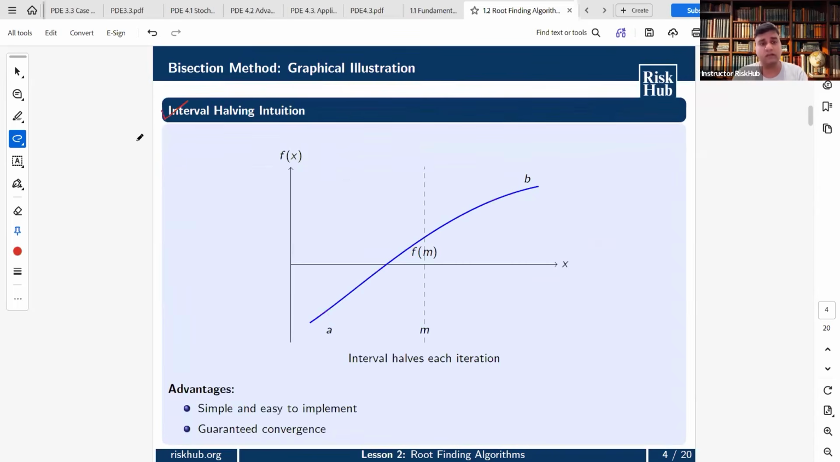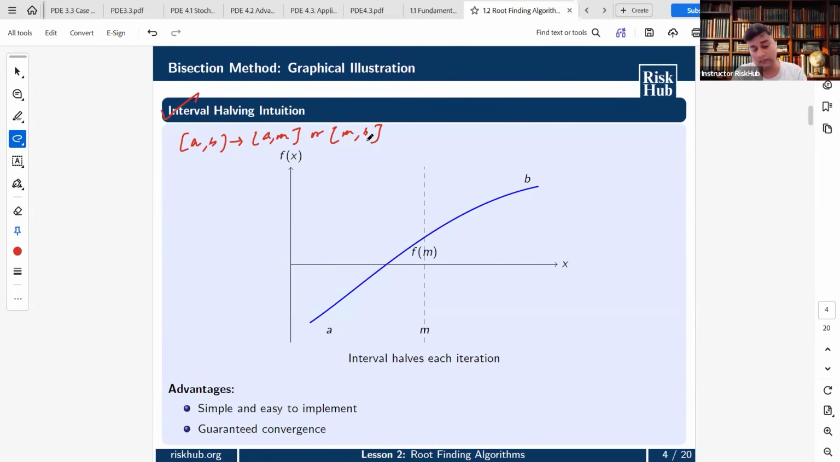Then we get into interval halving intuition. Basically, the diagram shows the curve crossing the x-axis. The root is where f(x) is equal to 0. The interval starts from a to b, and the midpoint is m. The important visual idea is that each iteration cuts the search area by half.